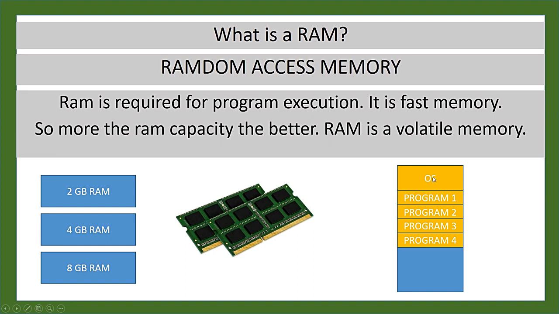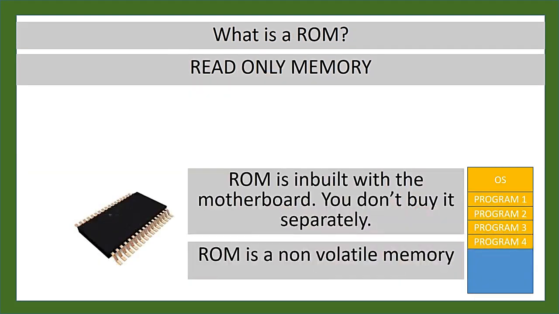Okay, so this is about the RAM. So henceforth, if anybody asks you what is a RAM, RAM is a random access memory, and it is used for program execution. Every program that you run on a computer gets loaded onto the RAM, and from the RAM it gets executed by the CPU. Understand it. Okay, so this is the answer for RAM. Now let us move forward with something more interesting, that is, what is a ROM?